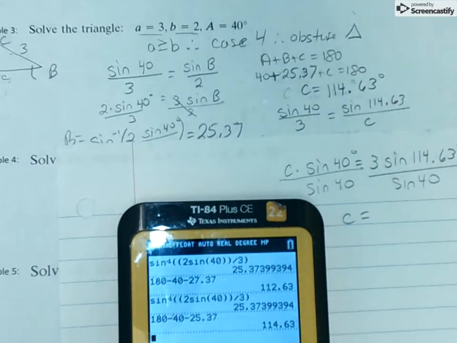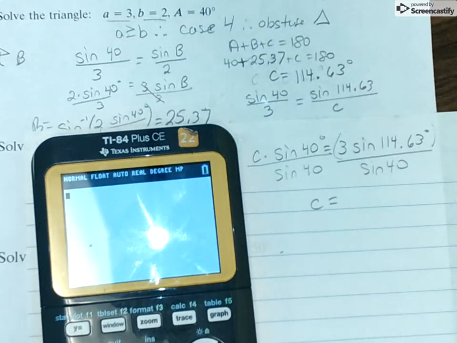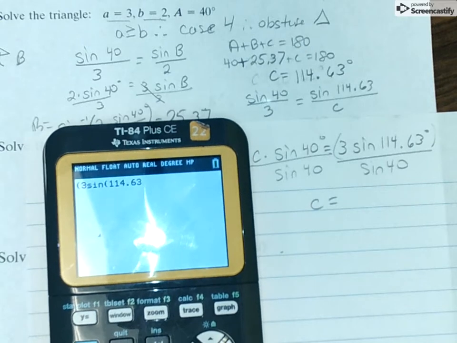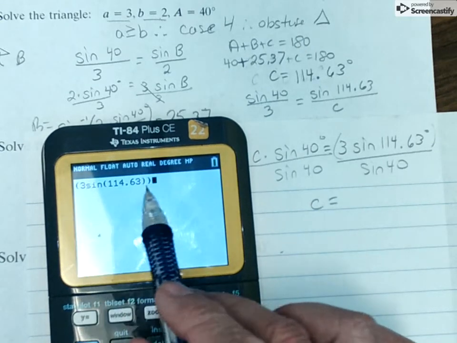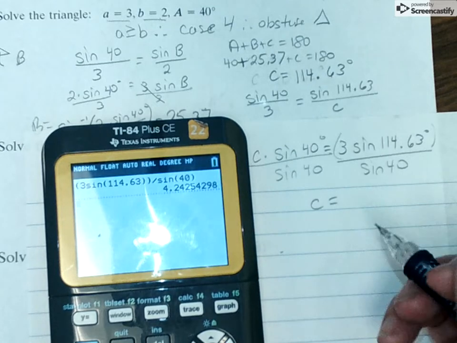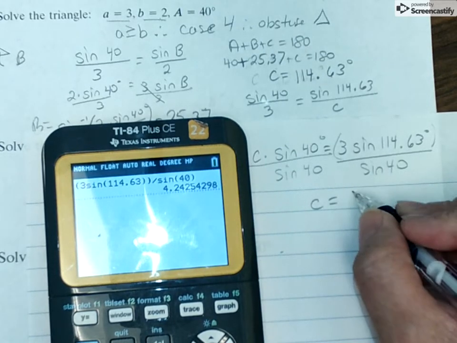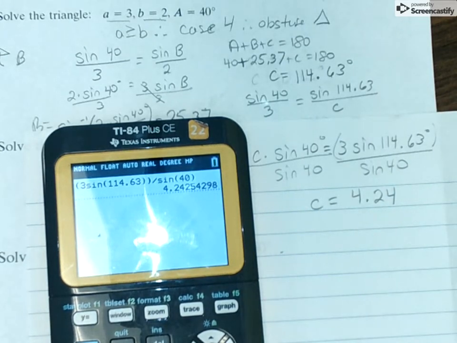So let's clear out our calculator. Now I'm going to put parentheses around everything in the top to make sure it's all getting divided. So parentheses, 3 times sine of 114.63 degrees, close parentheses, so that's everything in the top, divided by sine of 40 degrees, and enter. So side C is 4.24. We now have solved this triangle.